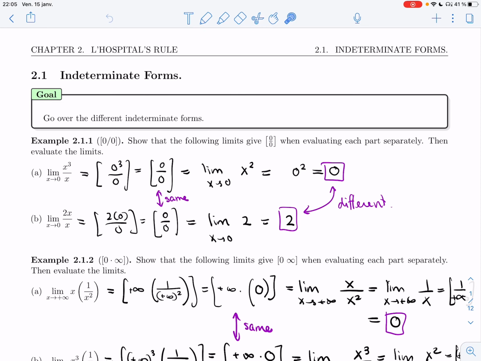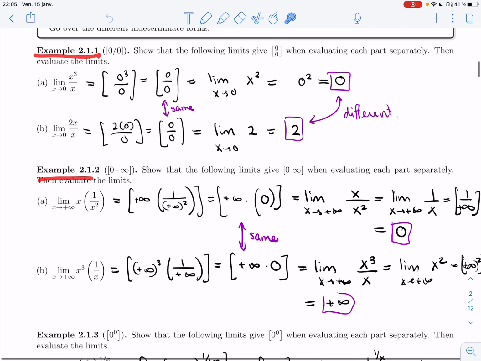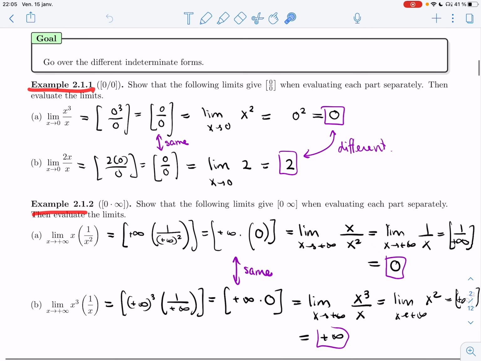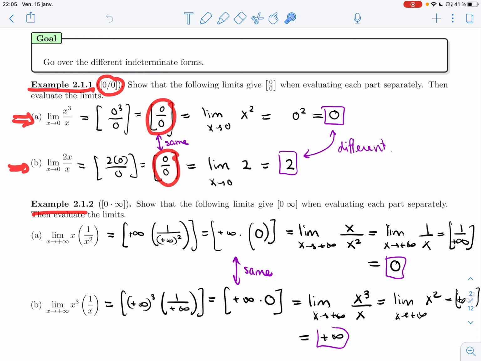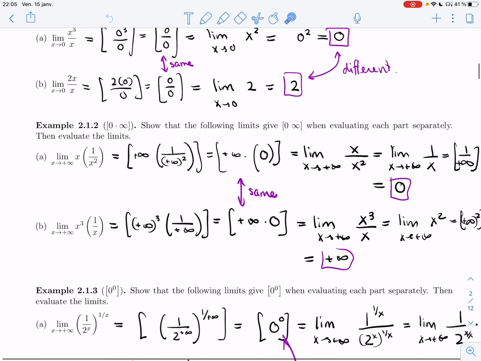Welcome back. In the last video, we looked at section 2.1. We started with indeterminate forms. We looked at three examples. In all three cases, we had a form and we had two limits that corresponded to that form. So for example, here we had two limits that gave you 0 over 0, and I showed you that in these cases, you don't actually get the same value.